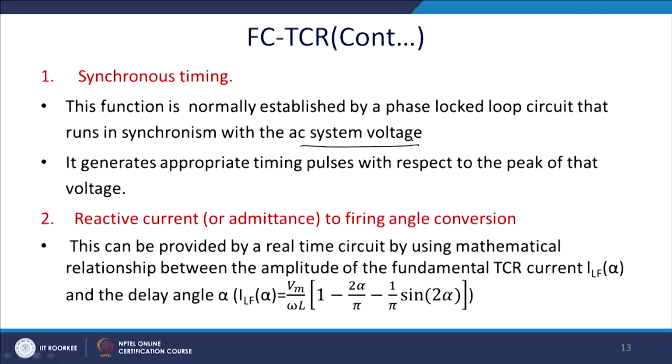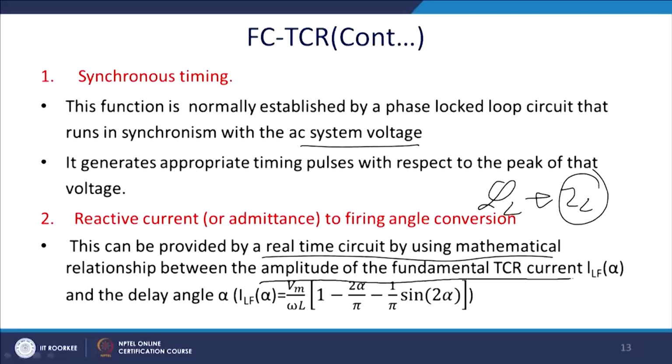So, reactive current admittance to firing angle conversion. First of all, we require to calculate what should be the value of QL. From there we will calculate the value of IL, that is the current flowing through the TCR, and from there we compute what will be the firing angle alpha. Thus, this can be provided by a real time circuit using a mathematical relationship. Mind it, you have to compute online, or you may have the data stored in an EEPROM for all the values in the memories.